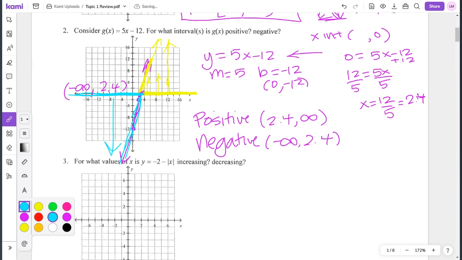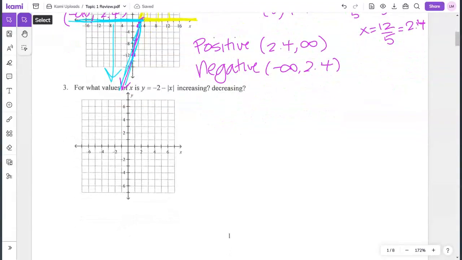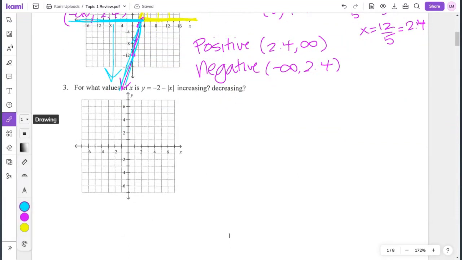All right. For what values is this function increasing and decreasing? So we're going to graph this, and I'm going to kind of switch it around. Leave the sign in front of absolute value of x. So we know absolute value of x, we've already graphed one. 0, 0, 1, 1, negative 1, 1, 2, 2, negative 2, positive 2. All right, but what is this going to do to it? We're moving down 2.